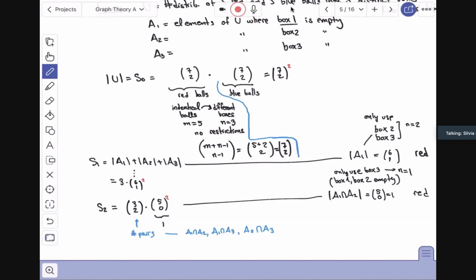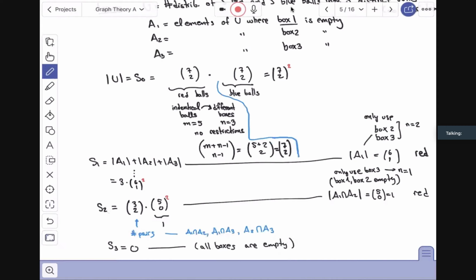That's a 3 choose 2, which is 3. It's those 3. And for each one of those, we do the same work that I did here for A1 and 2. All of them give me the 5 choose 0 square, which is just the 1. And so I add those. That's why all of this is just a 3. And S3, technically we're supposed to get all the way to S3, but that's 0 because all boxes are empty, and that's not possible.